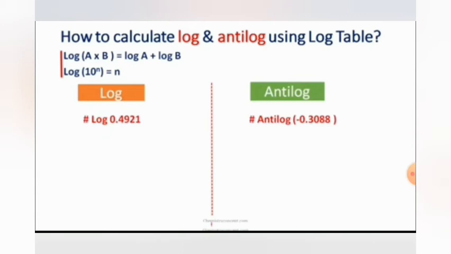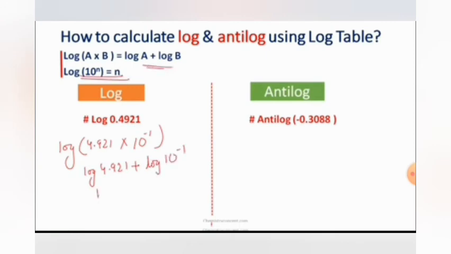Next, we have to take the logarithm of 0.4921. So write the number in such a way: 4.921 into 10 raised to minus 1, log 4.921 plus log 10 raised to minus 1. Here we applied the rule log AB is equal to log A plus log B. Therefore, log 4.921 minus 1.